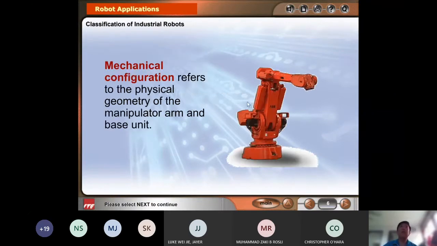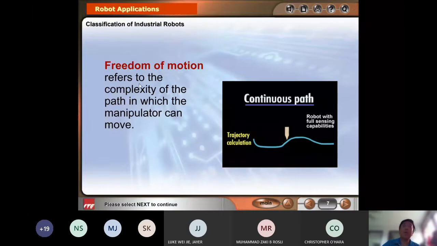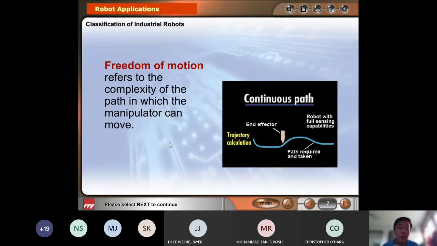When we talk about mechanical configuration, we are talking about the whole structure of the robot, what it consists of. If you split the whole thing, there are three major parts, and later I'll mention what the three parts are. The next one is freedom of motion, which is how the robot moves according to the program. There are three major types that you have to learn and remember, as per usual.